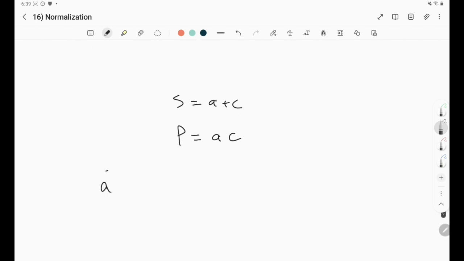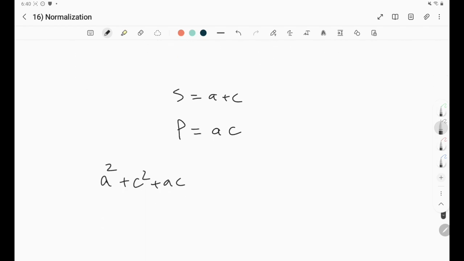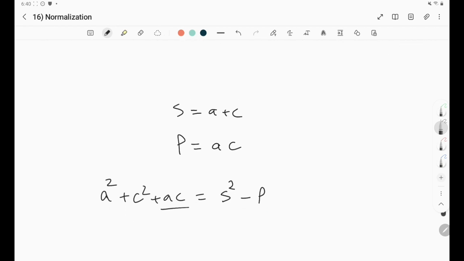For example, let's say you have this A squared plus C squared plus AC. How can we write it using S and P? Very easy. Look here. You know A squared plus C squared is A plus C all squared minus 2AC. So you can just write it as S squared minus 2P. And then this thing is plus P, so it became S squared minus P. So as you can see, this is really nice because instead of dealing with A and C, you can now work with S and P. Sometimes this is nicer.